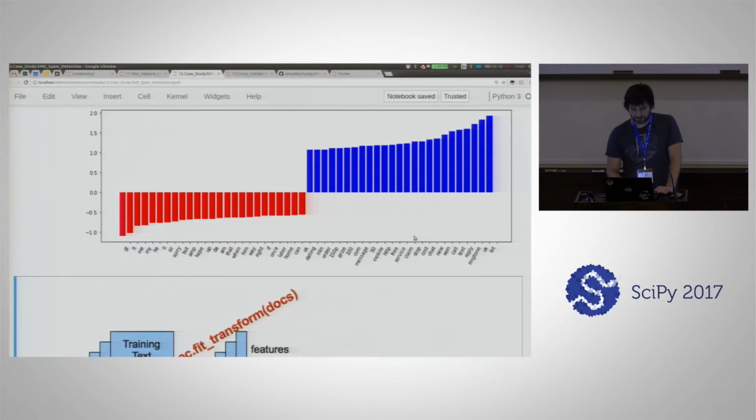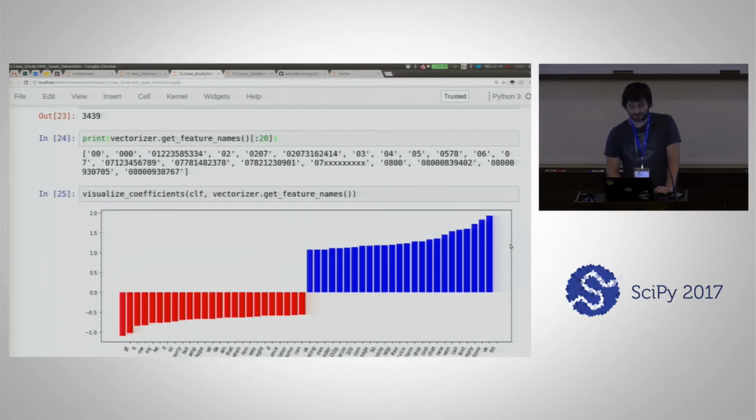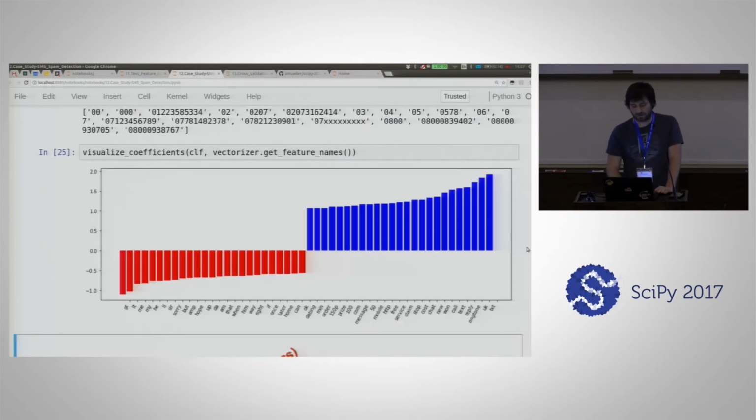We can also do a visualization of the coefficients. And yeah, actually, I don't really see a big difference. Because the ones that are important, that were all the ones that appeared more commonly anyway.